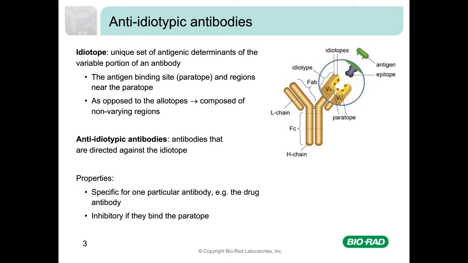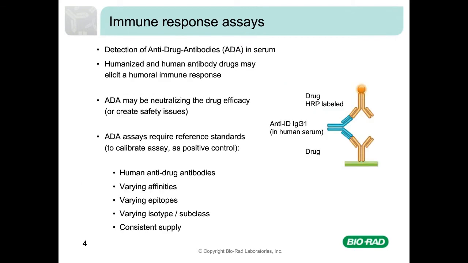Anti-idiotypic antibodies are specific for one particular antibody, for example the drug antibody. They are inhibitory if they bind the paratope, since then they compete with antigen binding. One of the major assay types where anti-idiotypic antibodies are used are immune response, or for short IR assays, for detection of anti-drug antibodies in serum.